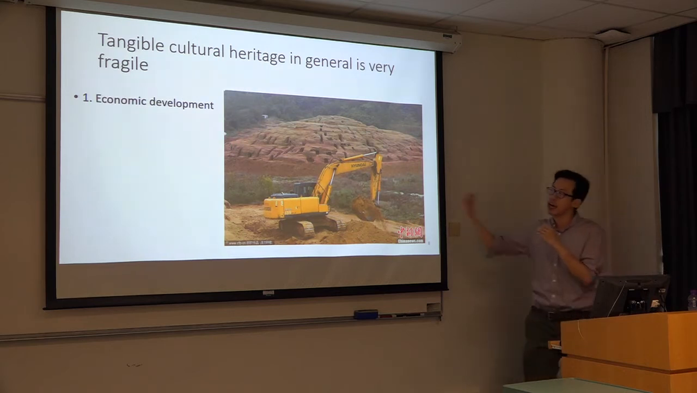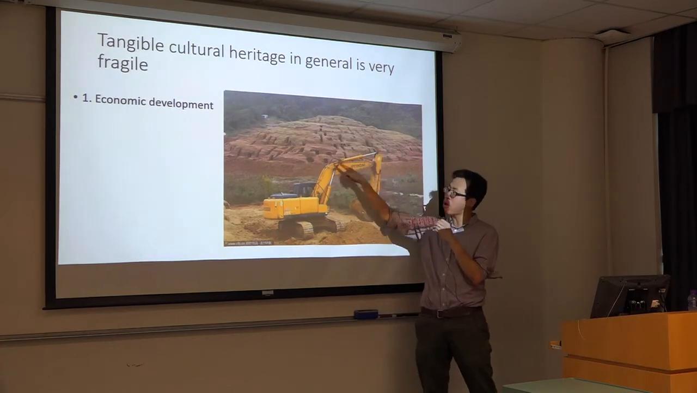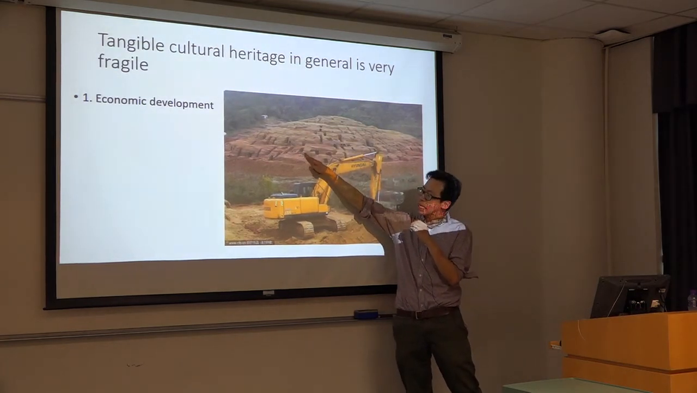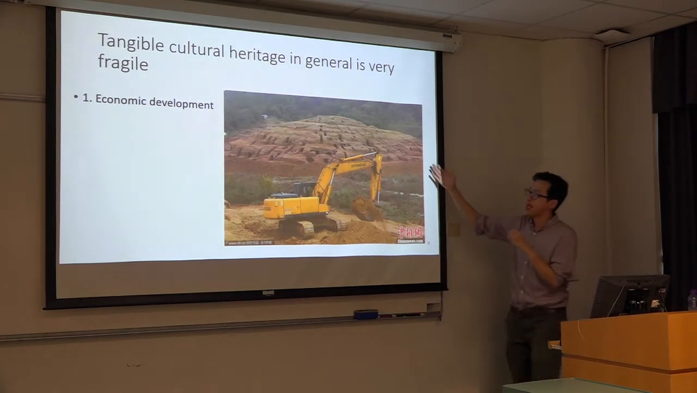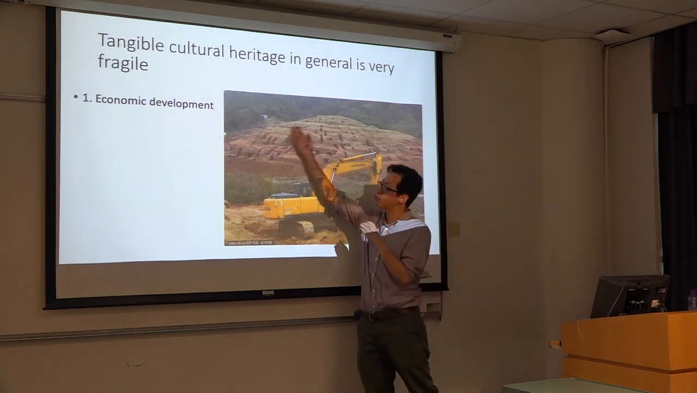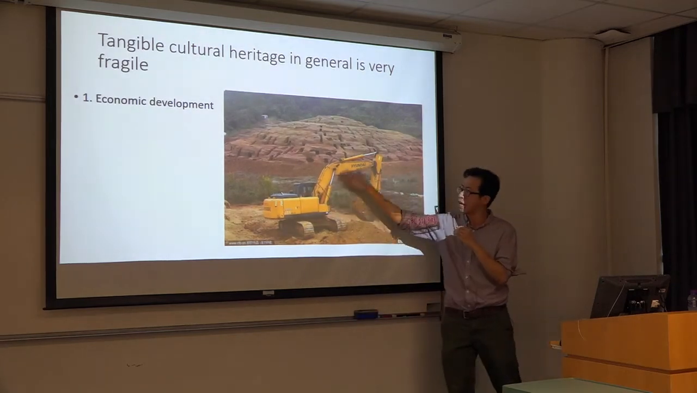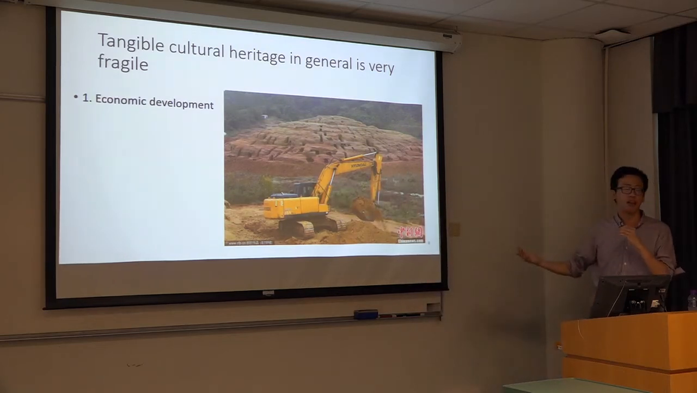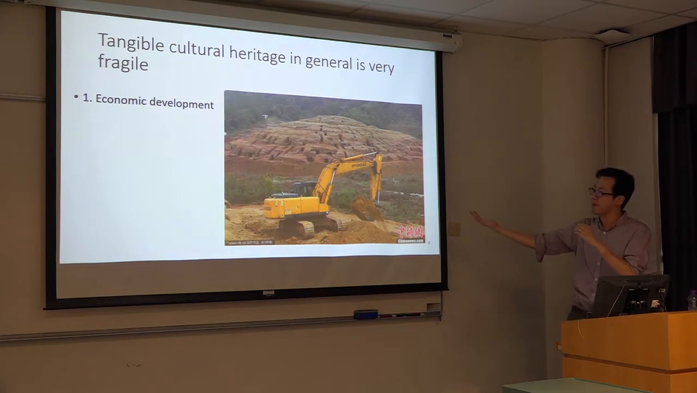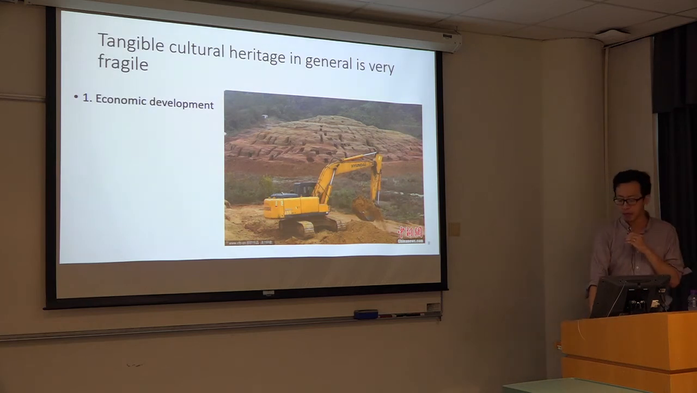For instance, economic development. Did you see all these holes here? All these holes represent tombs. This is a big cemetery in Sichuan, dating back to 2,000 years ago. This cemetery was discovered because of the bulldozer digging, the modern development. So we have a lot of modern development in mainland China, particularly recently, and a lot of heritage sites have been damaged, have been destroyed by modern construction.